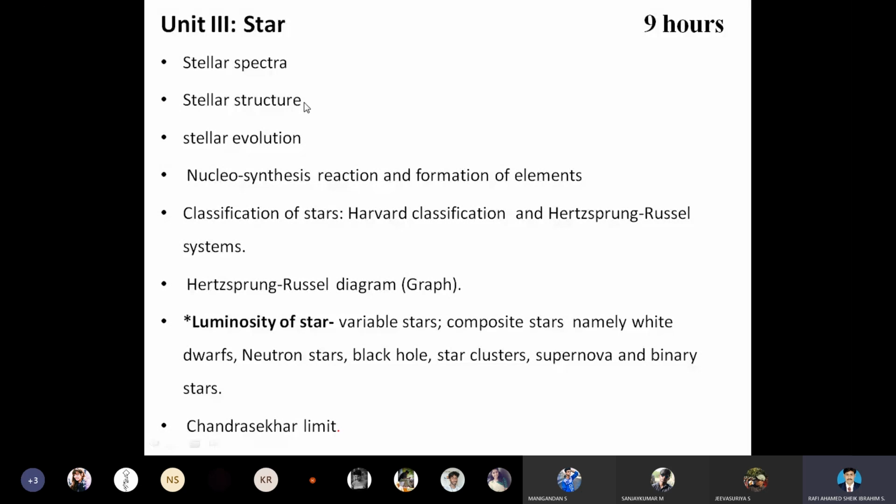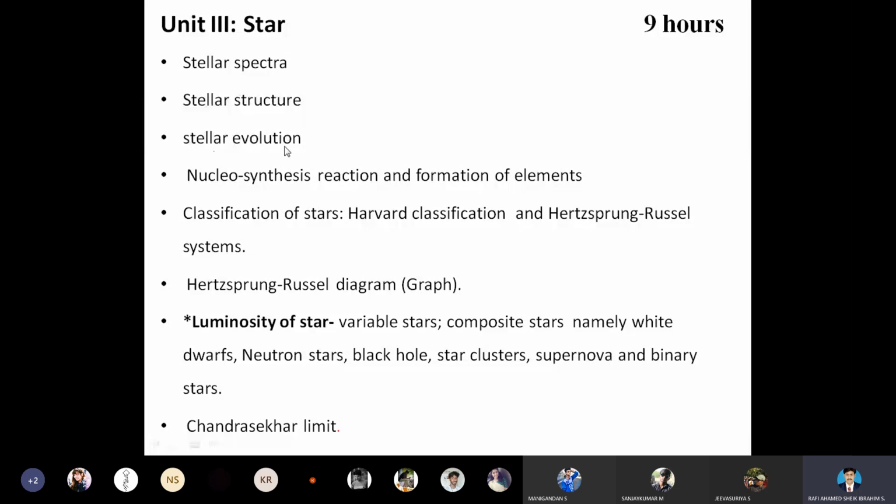So we can classify the structure into two parts. One is the inner part and another one is the outer part. The inner part contains 3 regions. The outer part contains 4 or 5 regions. So that we have to study here in detail.